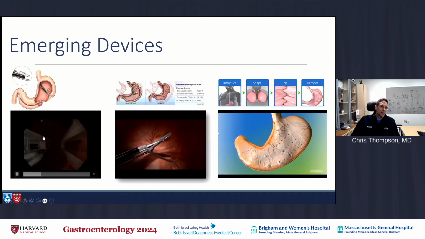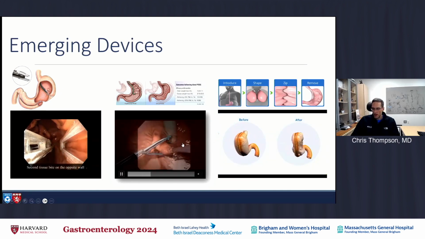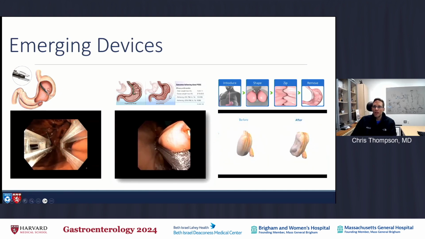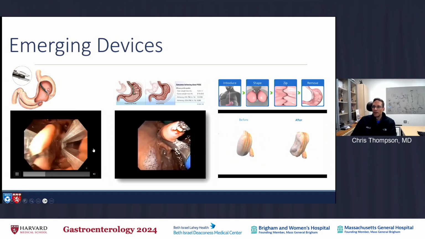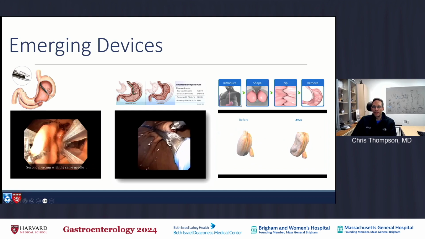I can't remember how many you do with this one, but they're very interesting. They're both available. We do actually offer both of these in our unit now. We do more of the suturing, though. And this one is from Israel. This is not available yet, but this is automated.